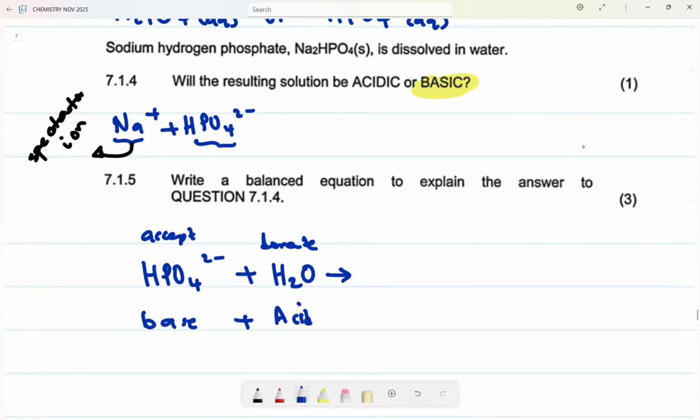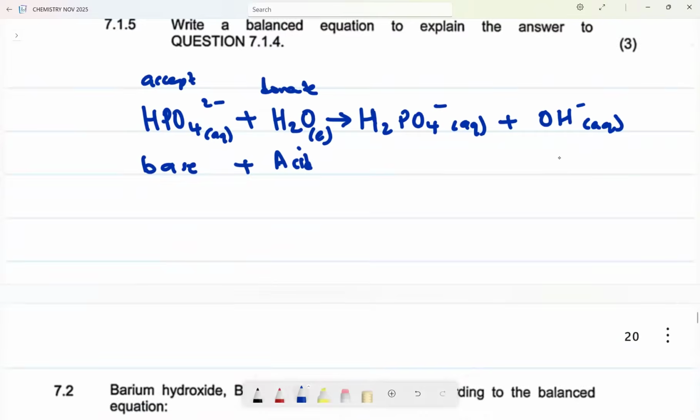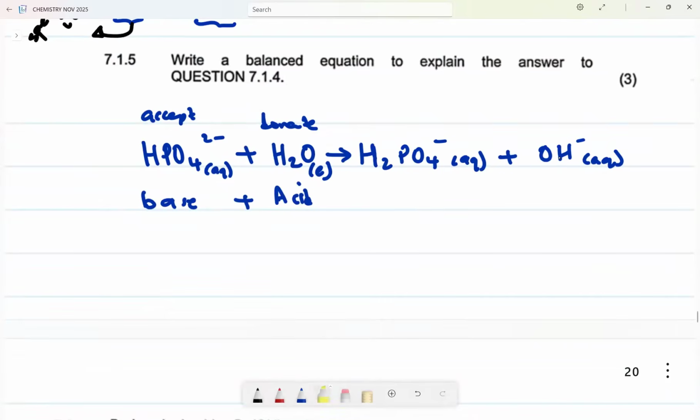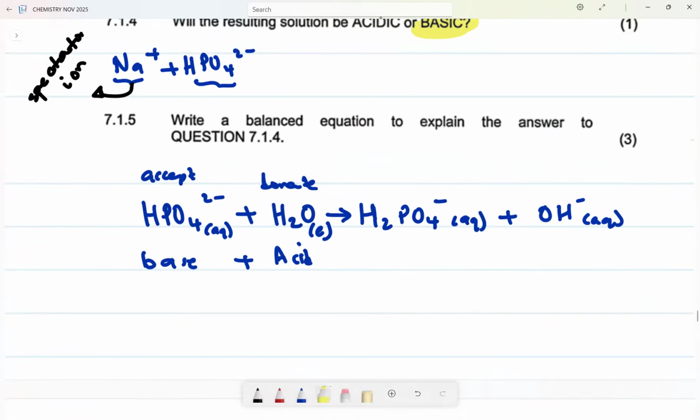So if that's the case, this one will donate. When it donates one hydrogen, instead of one H we are now going to have two, H2PO4, by the way this is aqueous, and H2O is liquid. And then we have two hydrogens now, but the charge will move from 2 negative to negative 1 because we are now left with only one to complete the cycle. Plus we took hydrogen from H2O to form OH-, which is also an aqueous solution. So now this is us trying to show that it's going to produce OH-. Hence it is a basic solution like that.